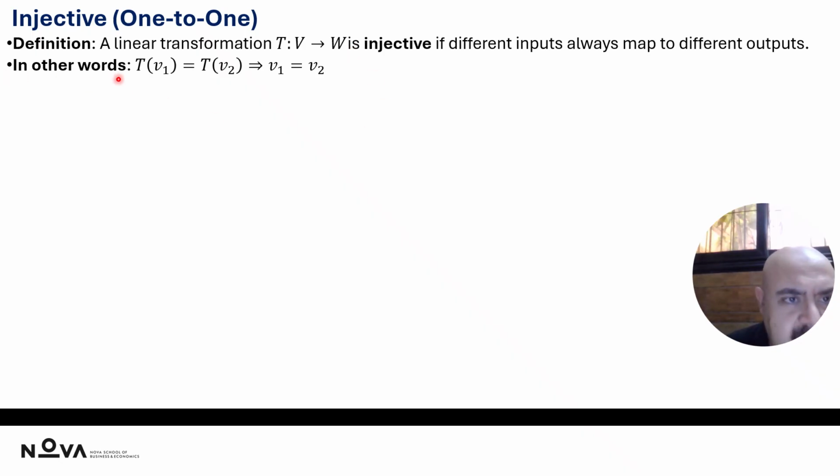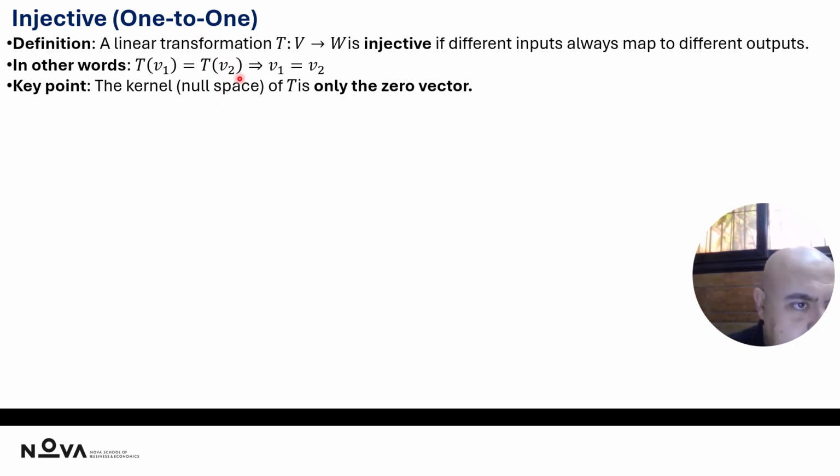In other words, the transform of V1 equals the transform of V2 only if V1 is equal to V2. It means every vector will be mapped to just one image. The key point here is that the kernel or null space of T is only the zero vector.